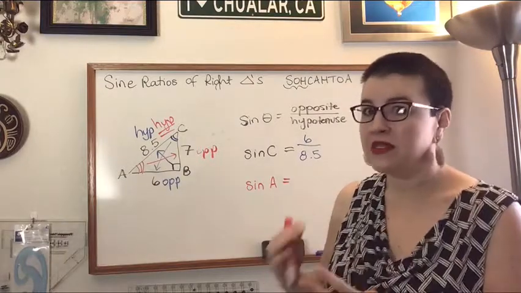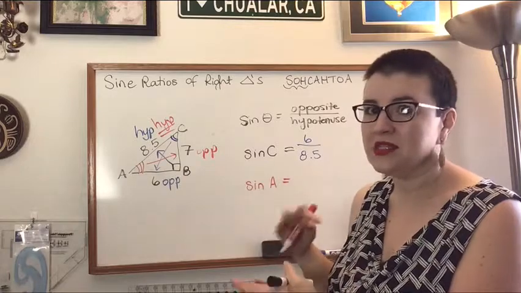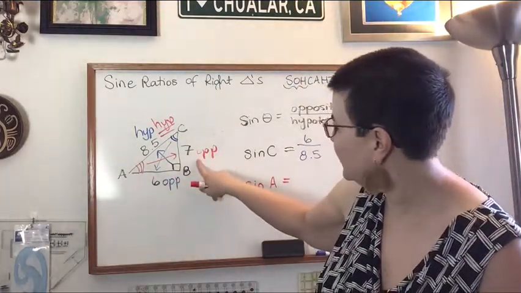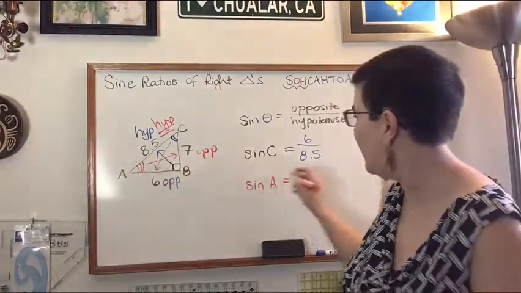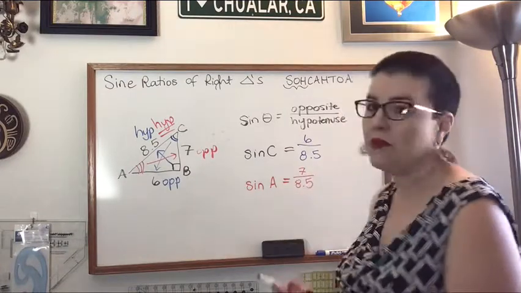When we look at cosine, we're going to talk about adjacent. Adjacent means next to. So generally in a triangle, if it's not an opposite side, it's an adjacent side, but it depends on the angle. My opposite for A is 7. It's still opposite over hypotenuse, so it's 7 over my hypotenuse, which is 8.5.